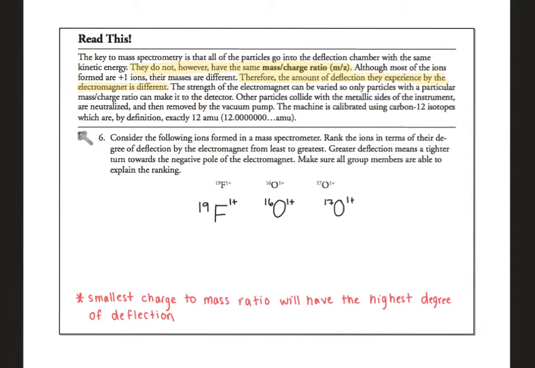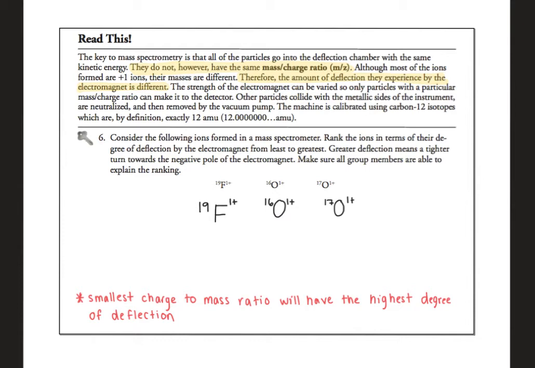Okay, number 6, consider the following ions formed in a mass spectrometer. Rank the ions in terms of their degree of deflection by the electromagnet from least to greatest. Greater deflection means a tighter turn towards the negative pole of the electromagnet. Make sure all group members are able to explain.